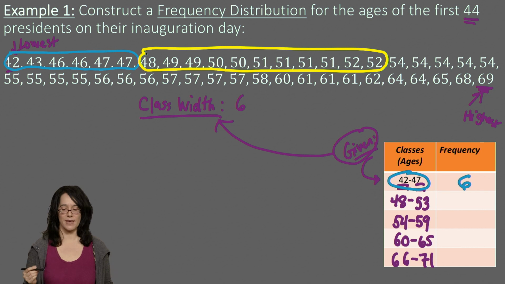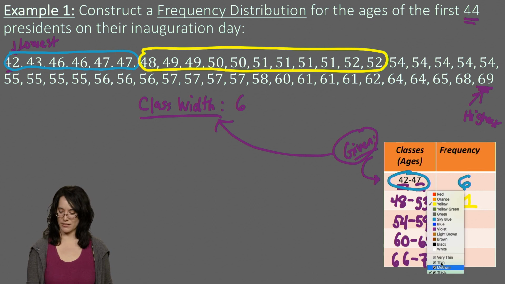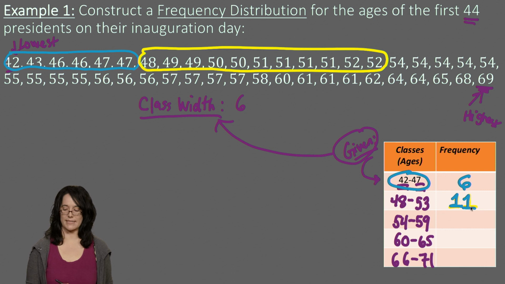Maybe in the future. Let's see if we can add up those numbers. 1, 2, 3, 4, 5, 6, 7, 8, 9, 10, 11. That's also what I got. Great. Okay, I'm going to change that color in the chart because it looks really hard to see. So that should have been an 11 for that second class.